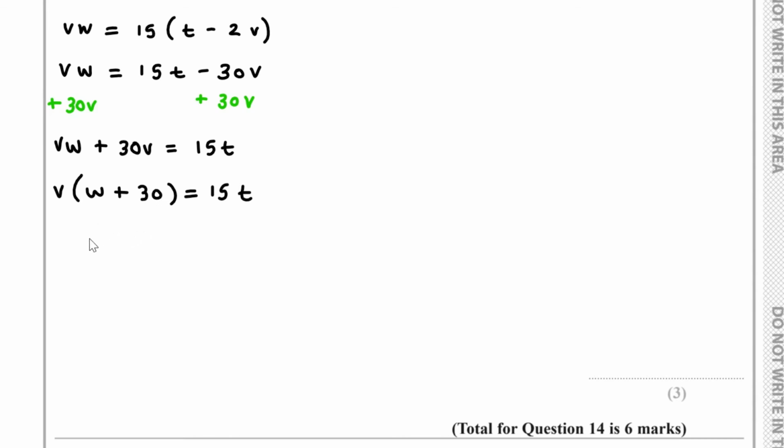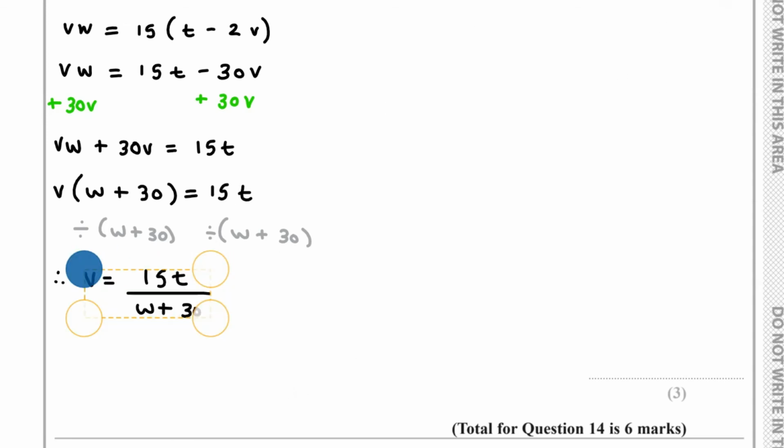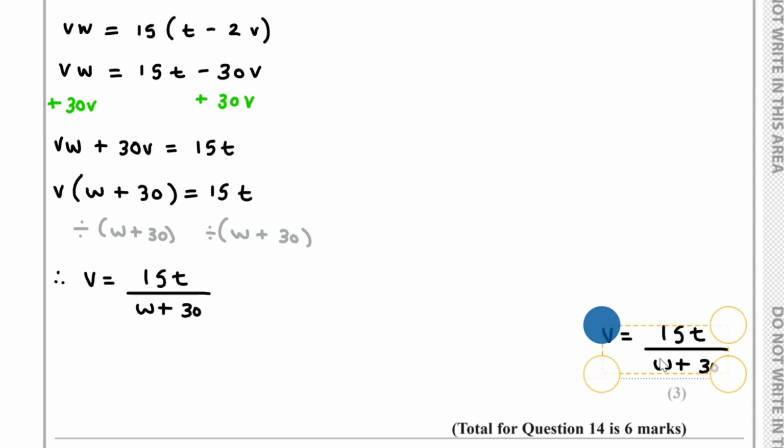So if we now divide both sides by w plus 30, you will find that v is equal to 15t over w plus 30. So we have v equals 15t over w plus 30.